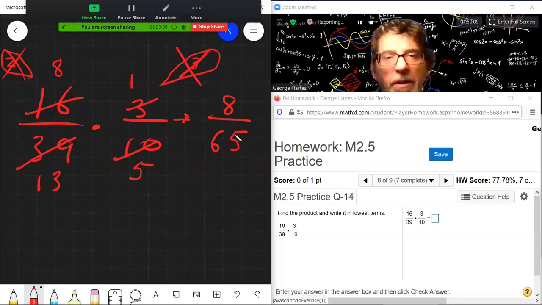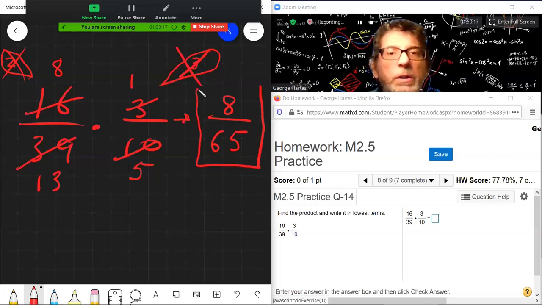Now, we reduced all the way here, which means this should be our final answer. See, now we can be confident this is our final answer and not have to spend time and energy trying to reduce something that's not reducible, because here, we can see it cannot be reduced. There it is. All right, so 8 over 65.